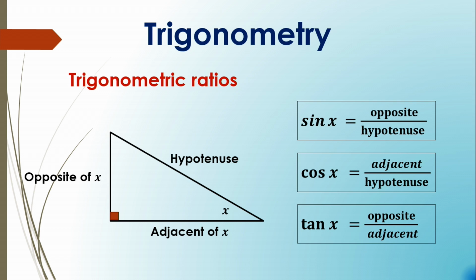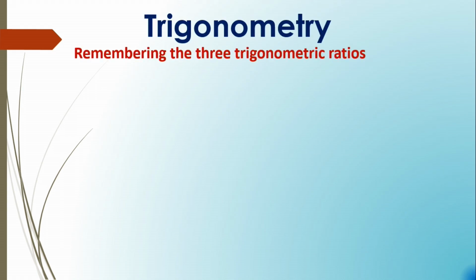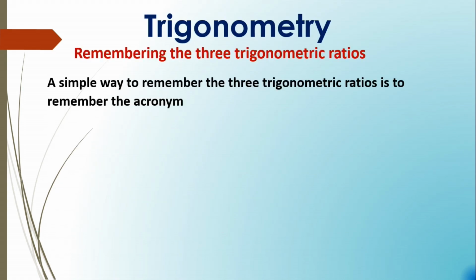However, whenever you are writing these trigonometric ratios, you must always write the trigonometric ratio with its angle. That is, whenever we are talking about sine, we must talk about sine of the angle. Here, the angle is x, so we write sine x. We cannot write simply sine. We must write sine of the angle we are working with. Similarly for cos and tan. Here we have cos x equal to adjacent over hypotenuse and tan x equal to opposite over adjacent. Now let's see how to calculate these trigonometric ratios from a given triangle.